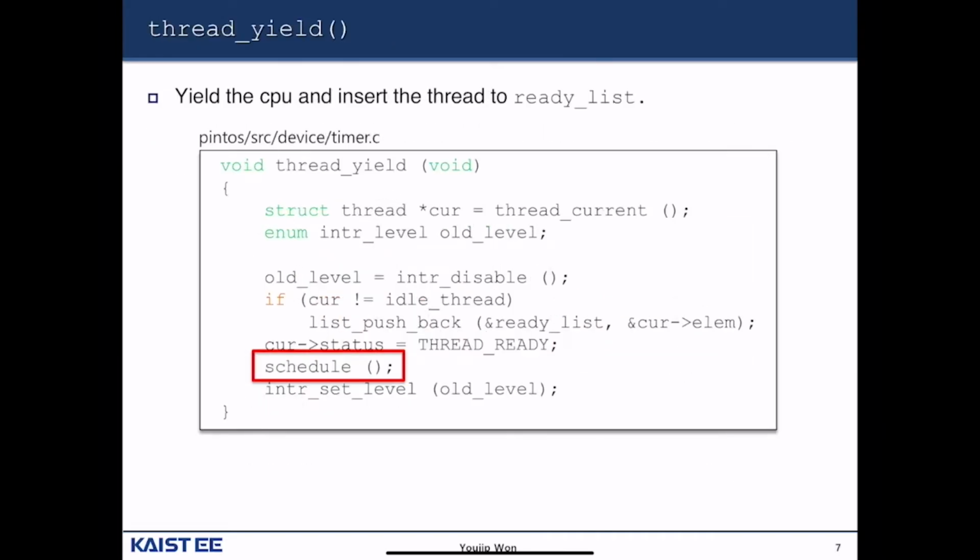Let's look at the details of thread yield. It is worth looking at the details. First, it gets the pointer to the current thread structure. And then it disables interrupt. And then it puts the current thread structure to the end of the ready list, and then it changes the state of the currently running thread to thread ready, and then it calls context switch. And then after context switch finishes, it sets the interrupt level back to its original state. This is how the thread yield is implemented.